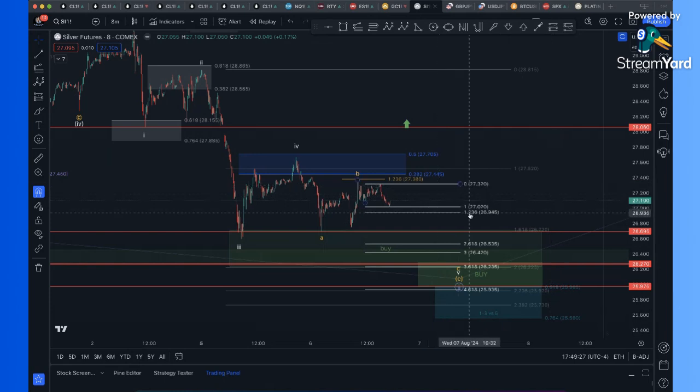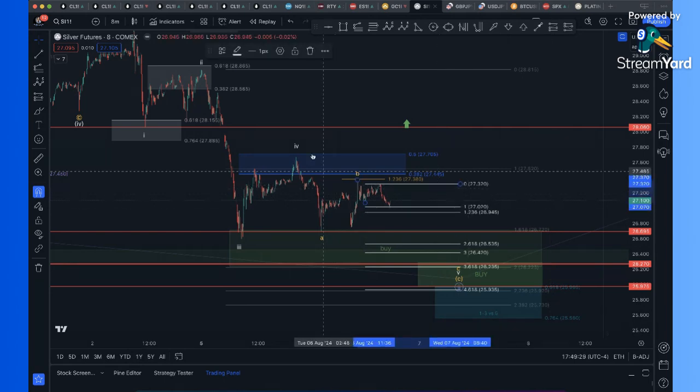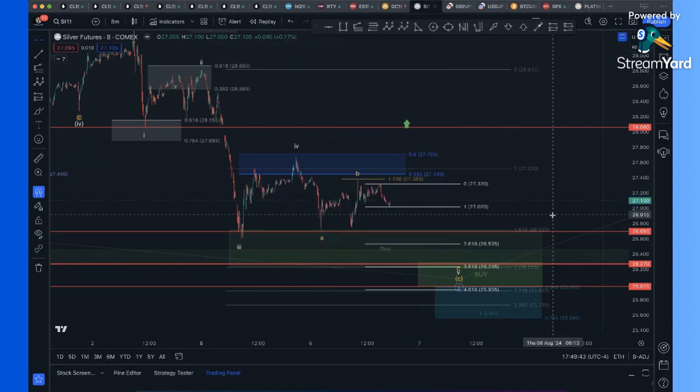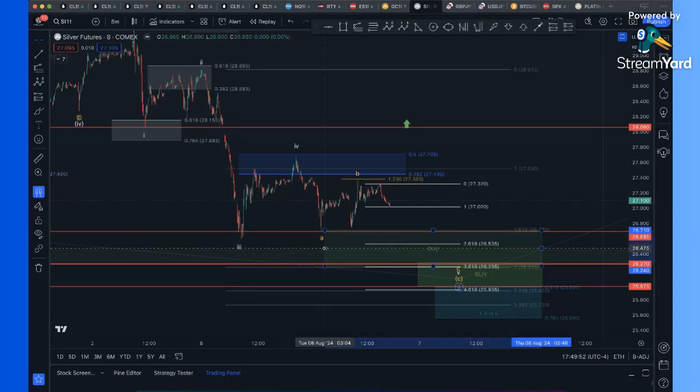So I'm going to leave these fibs on here, but you have to understand that these are not the primary parameters. This is just some speculative parameters that I've observed on the smaller degree, on the nano degree. So the idea would be we are in the process of bottoming.